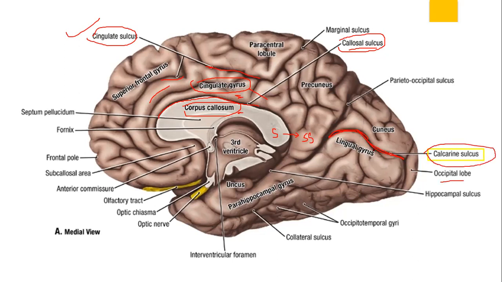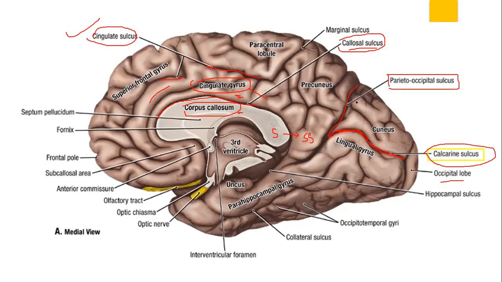If I make the reference of the calcarine sulcus, all right, here the calcarine sulcus is going to give another sulcus right here, which is a sulcus between the occipital lobe itself and the parietal lobe. That's why we call it the parieto-occipital sulcus.